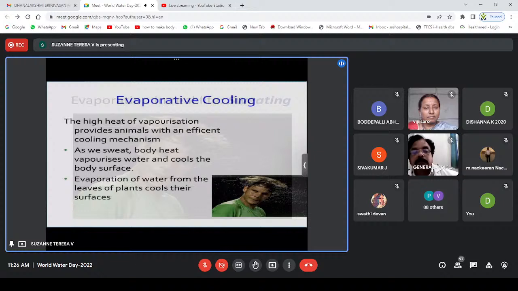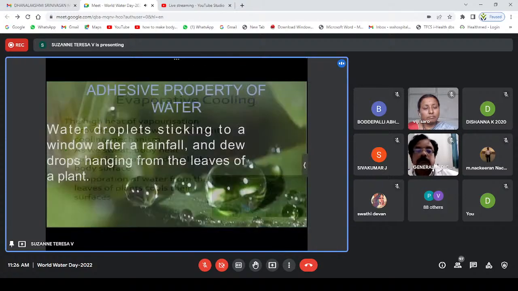The high heat of vaporization provides animals with an efficient cooling mechanism. As we sweat, the body heat vaporizes water and cools the body surface. Evaporation of water from the leaves of plants cools their surfaces too.